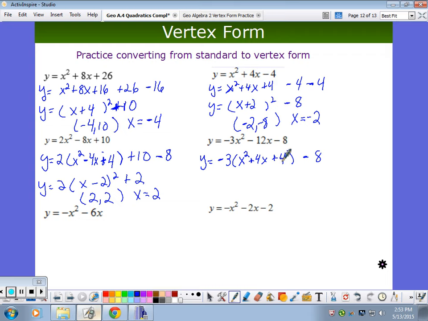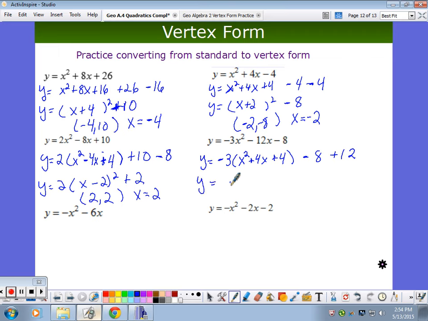But wait a second, did I add 4 to the equation? What's here? And negative 3. What's negative 3 times 4? I actually subtracted 12. I need to do the opposite to make this equivalent. This is a minus 12. I need to put a plus 12 to do the opposite.